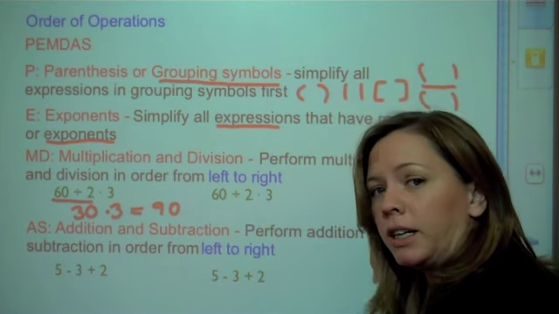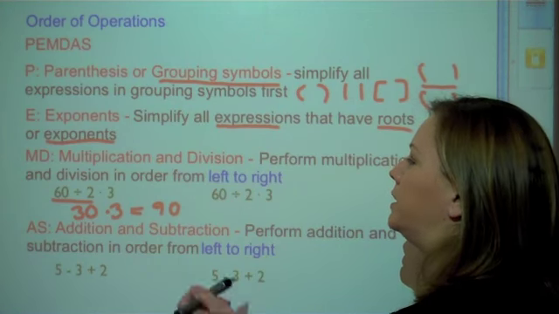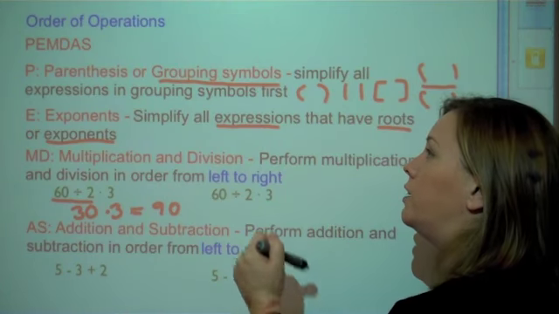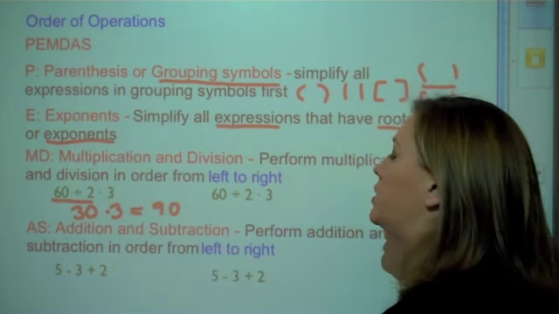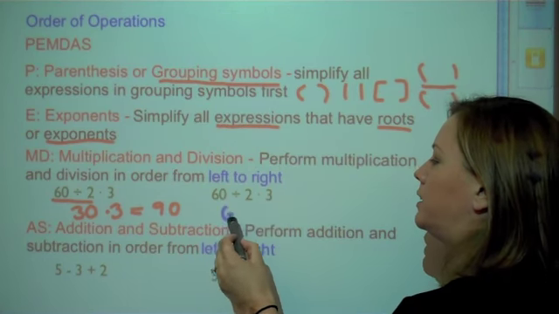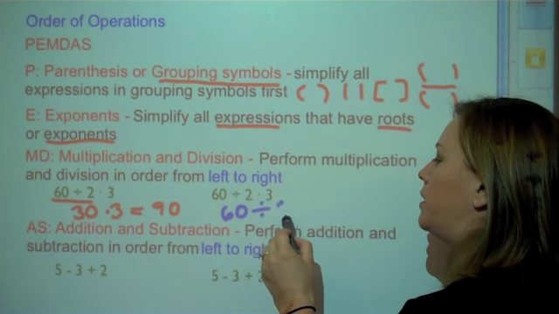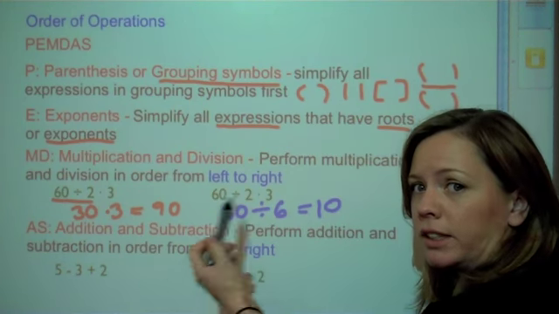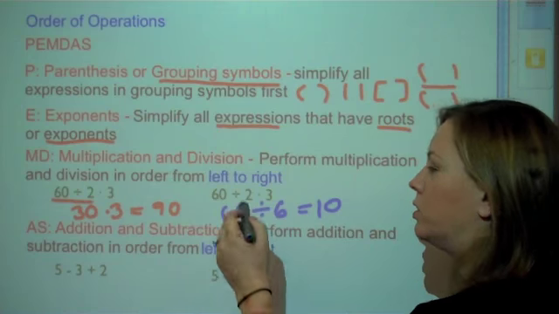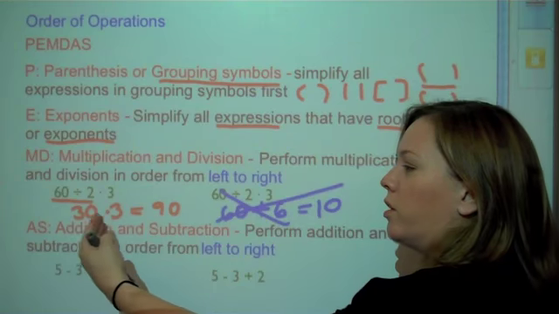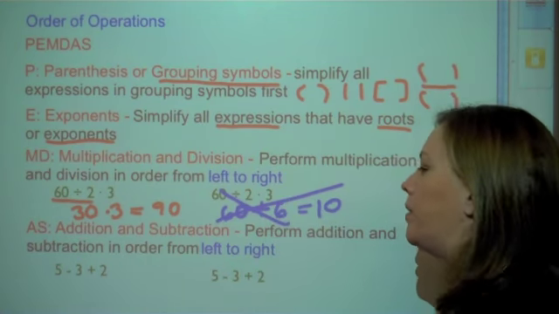The common mistake that I see most often that students make is instead of doing it in order from left to right, they do the multiplication first and the division second because M comes before D. Well, what happens if I did that here? Multiplication first makes that a 6, so we have 60 divided by 6, and 60 divided by 6 is 10. Now, we obviously can't do these either way and get the same answer. So don't do it that way. Do it in order from left to right. So be thinking about that.